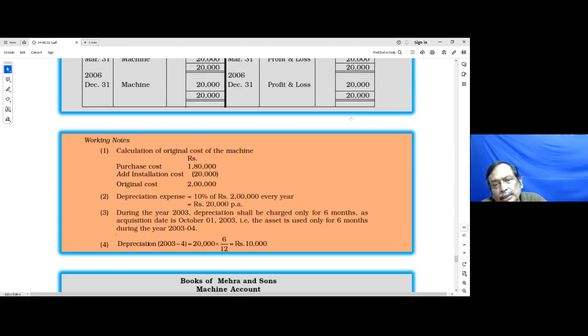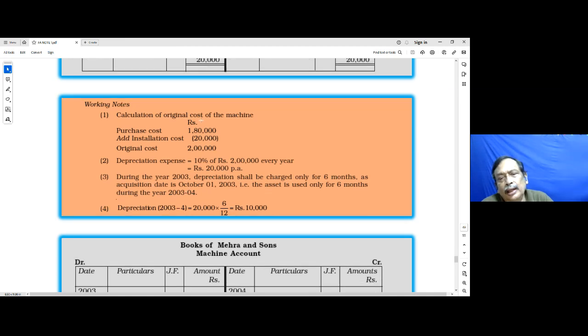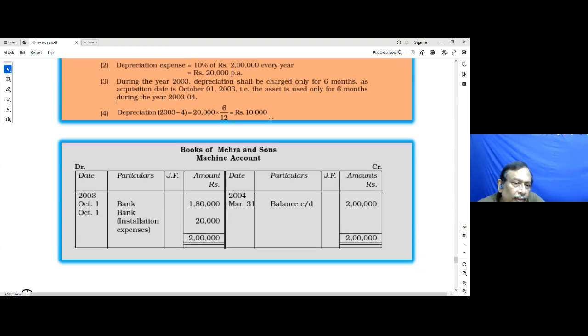So the calculation of original cost of the machine: purchase cost 1,80,000, add installation cost 20,000, original cost 2 lakhs. Depreciation is 10% of 2 lakhs every year, that is 20,000. During the year 2003, depreciation shall be charged only for 6 months, as the acquisition date is October 1st, that is, the asset is used only for 6 months during the year. Depreciation for the first year, 20,000 into 6 by 12, that is 10,000.